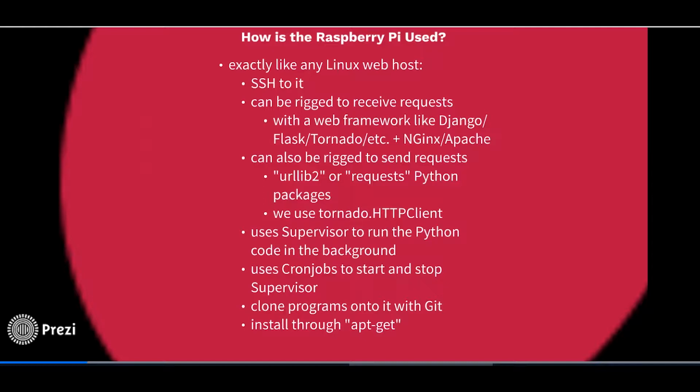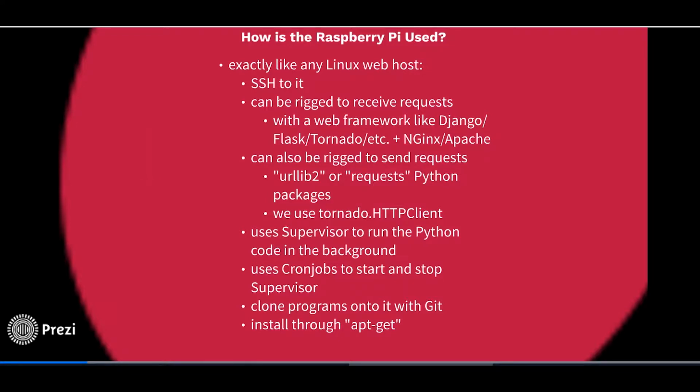So how do I use the Raspberry Pi? It's exactly like any Linux web host. You can SSH to it with the username and the IP address. I actually have it on the whiteboard to everyone's right. It can be rigged to receive requests like any web server. So you can use a web framework like Django, Flask, or Tornado on top of a web service like Nginx or Apache, and then actually run a website or a web application from your Raspberry Pi if you so choose.